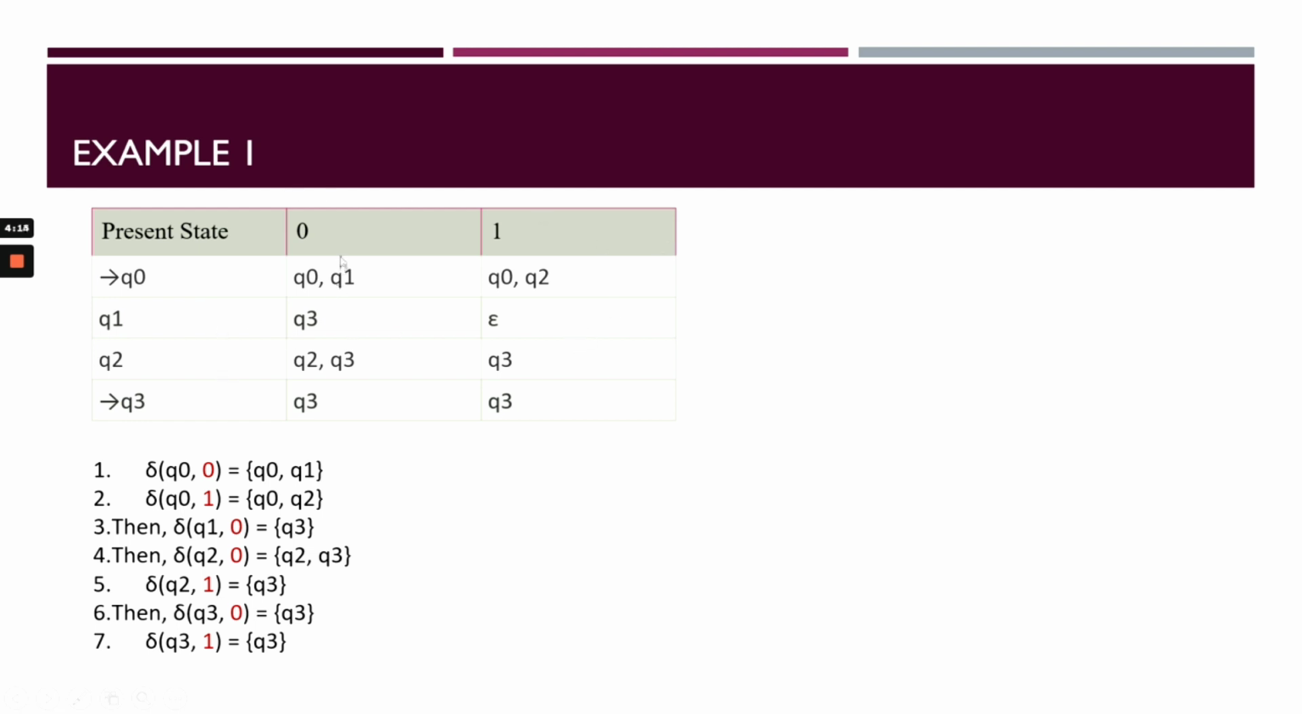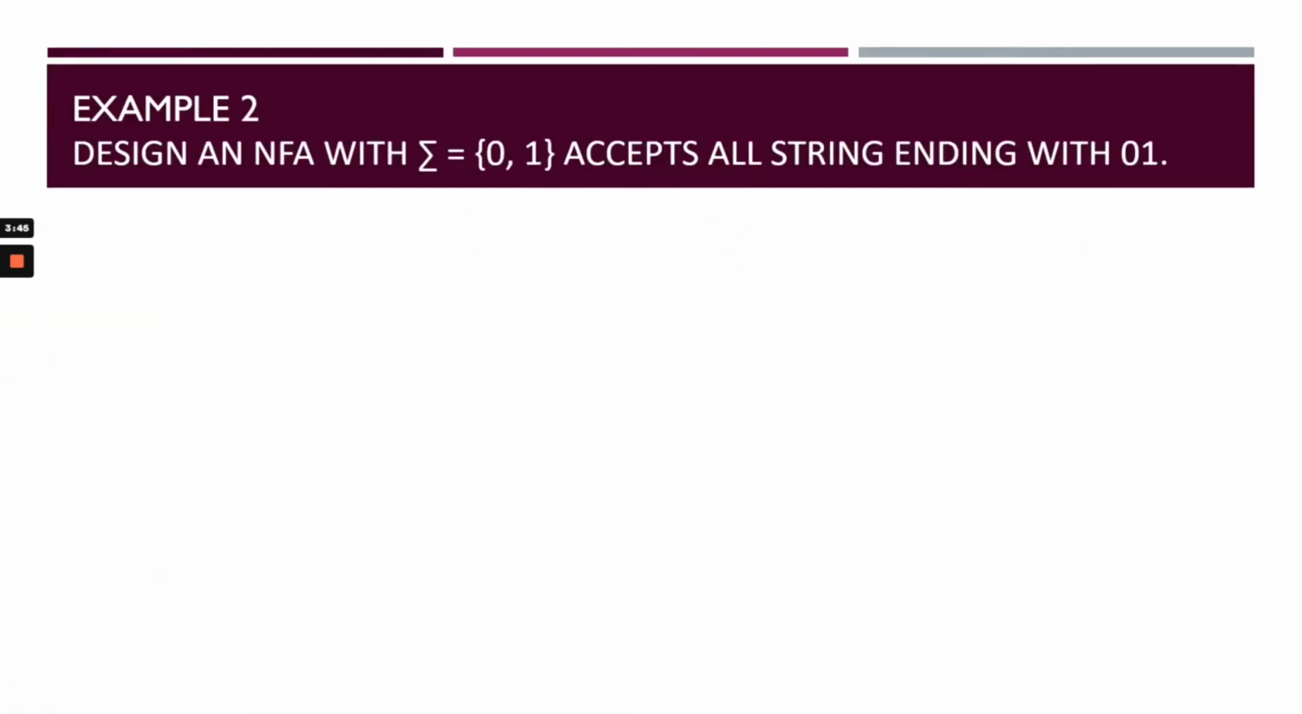For Q2, if 0 is the input, then it goes to Q2 and Q3. If 1 is the input for Q2, then it goes to Q3. For Q3, both 0 and 1 go to Q3. So here we have written where it goes when the input is 0 and 1. In the same way, we are going to write for the new states. Here is the transition diagram for the given NFA.